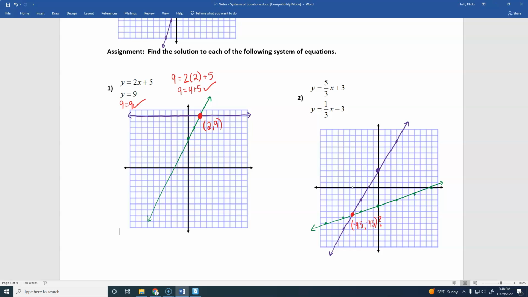If I plug it in, so if I do -4.5 equals 5/3 times -4.5 plus 3, I'd either have to get a decimal here if I could use the calculator, or -4.5 is -4 1/2. What is that as a mixed number? Oh, not a mixed number, improper fraction. -9/2. Let's use that instead.